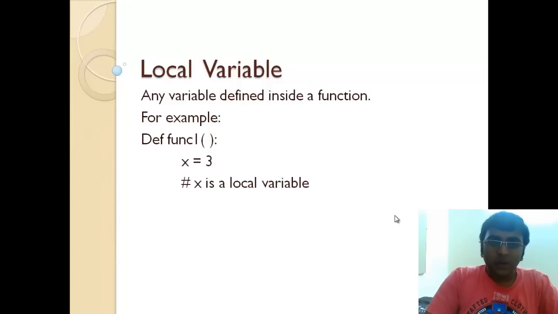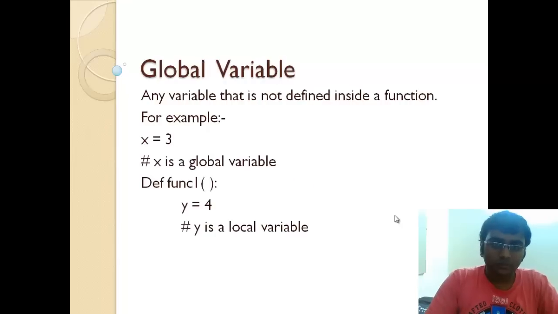So if we remember, a function is declared as the function name and then followed by the body. So any variable that gets defined inside the body becomes a local variable. So for example, in this case, we have a function called function1 and then we have a variable called x equal to 3. So x gets defined inside the body of the function1, so therefore x is a local variable.